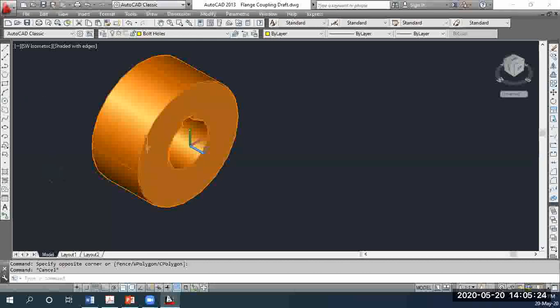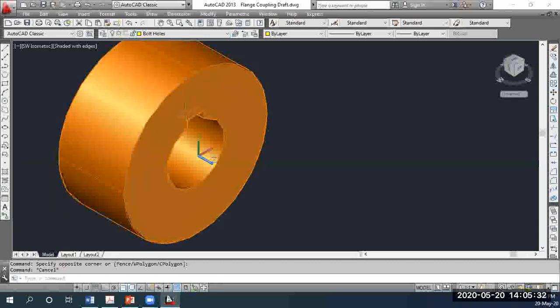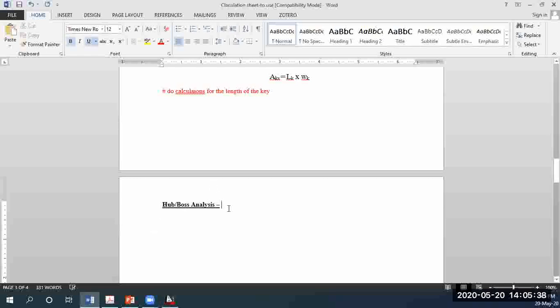Right, so 48 mm. The internal diameter of the hub is 48 mm. So your task now is to find the external diameter, or the outside diameter, of the hub. Going on to the hub analysis, what we are trying to determine is the hub outside diameter.